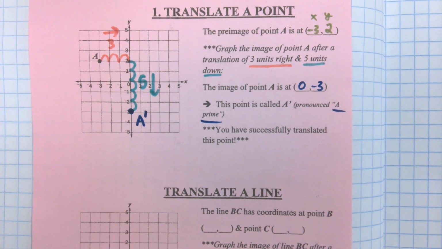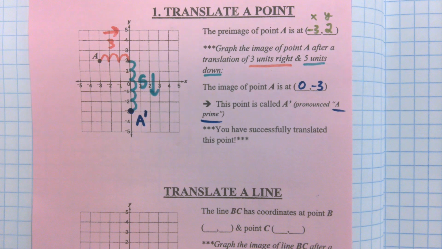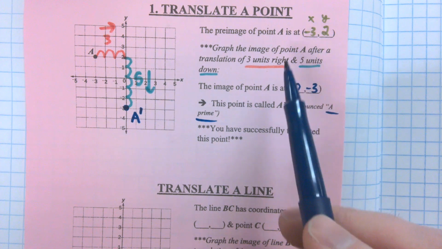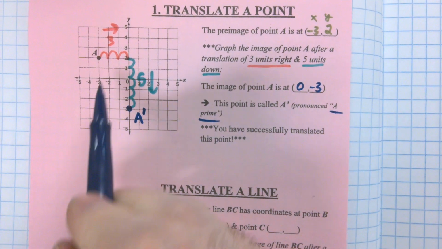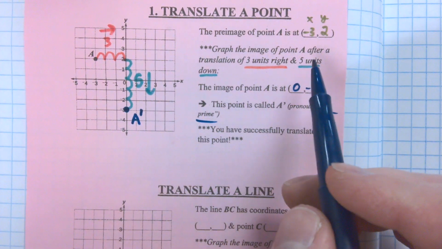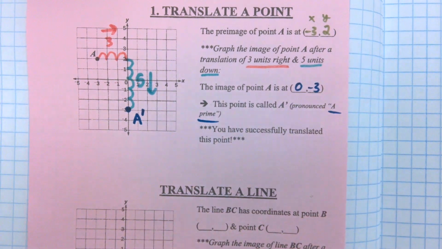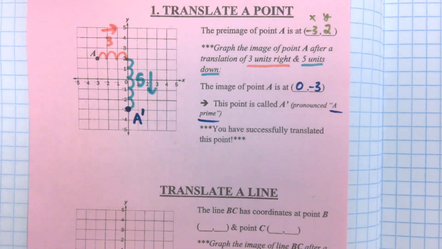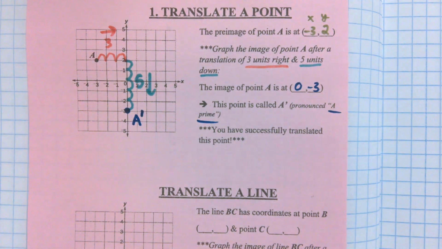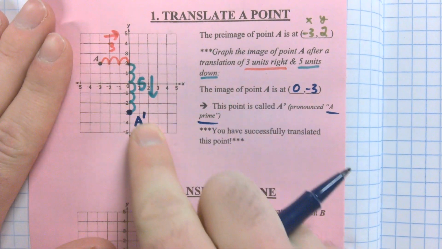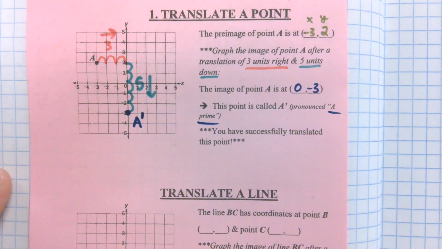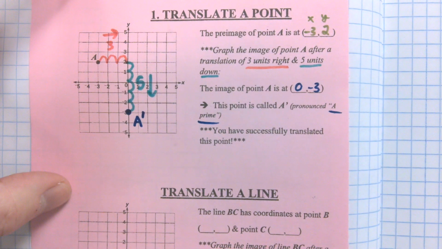That's how you do a translation. Pretty simple, right? We're just moving the point, the direction and units that the question tells us to. We started at A, we went 3 units right, boom. We went 5 units down, boom. There's our new point, A prime. Now back in unit 3 and 4, we would draw a line between A and A prime. We're not going to do that here, because all we're doing is sliding this point from A to, in this case, A prime. I'm going to take a moment there so you can see what we did and understand that.